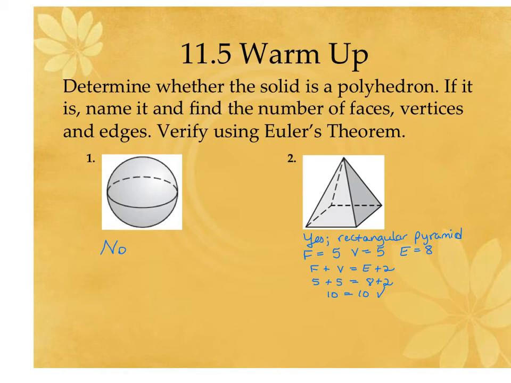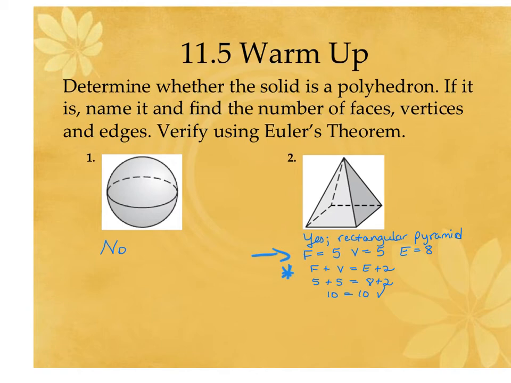It's got 5 faces, 5 vertices, and 8 edges. You can confirm that by using Euler's theorem: faces plus vertices equals edges plus 2. So 5 plus 5 is 10, 8 plus 2 is 10. So yes, we did calculate these 3 numbers correctly.